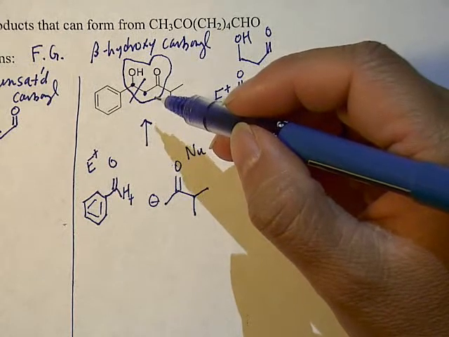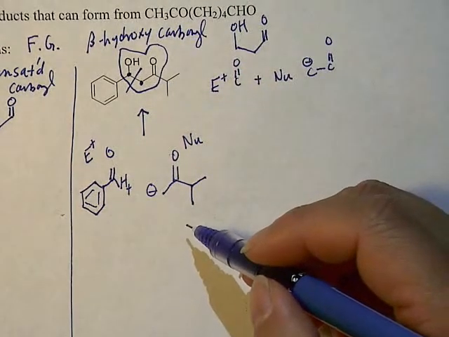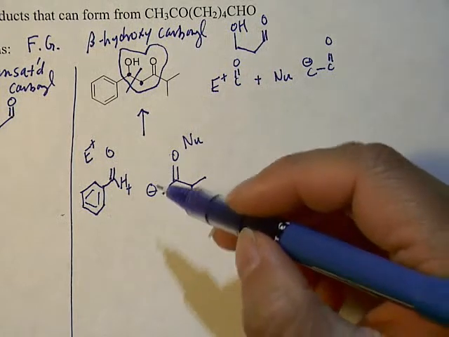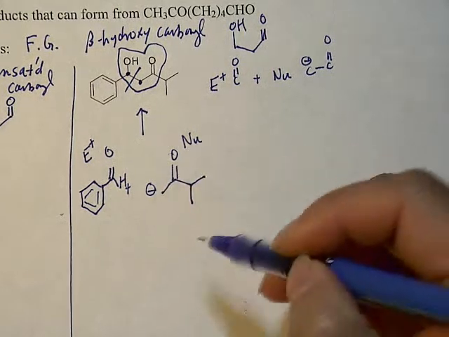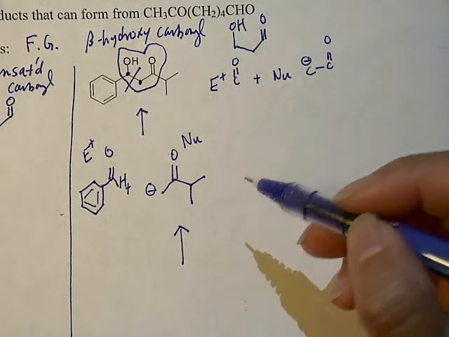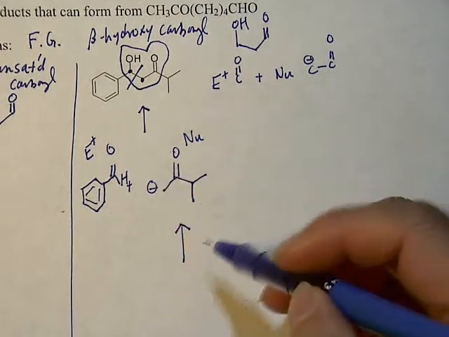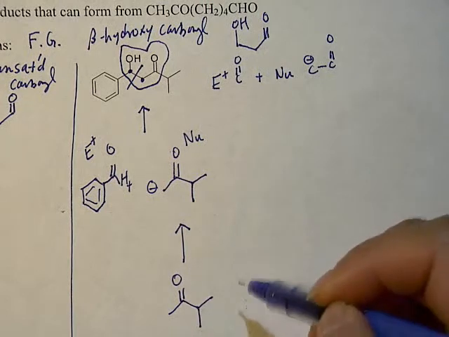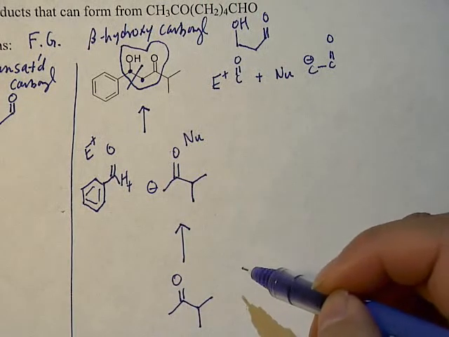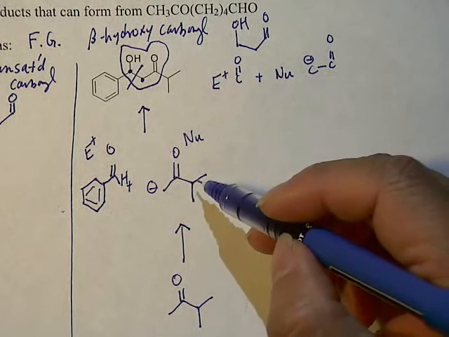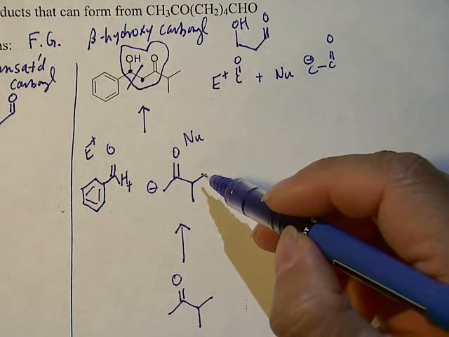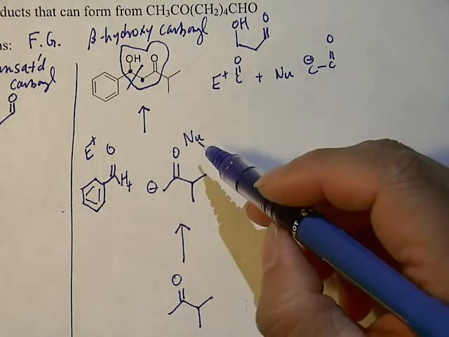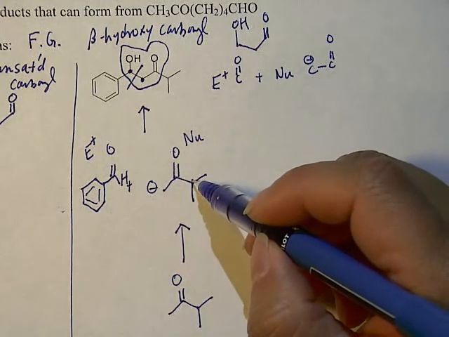Now you have to also show how this nucleophile was formed. So you would start with a ketone in this case, and the question now is what kind of base would you use to form this particular enolate and not the enolate over on the other side?